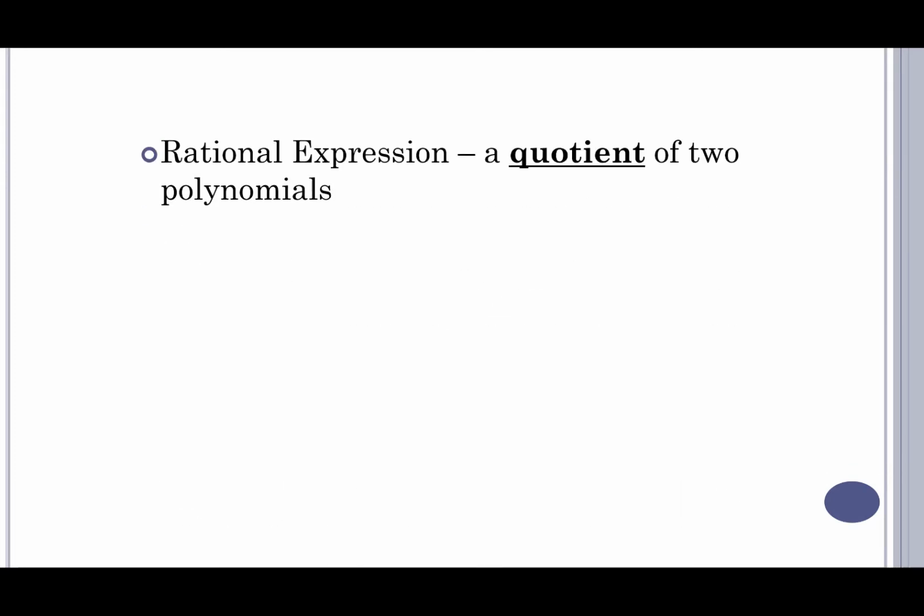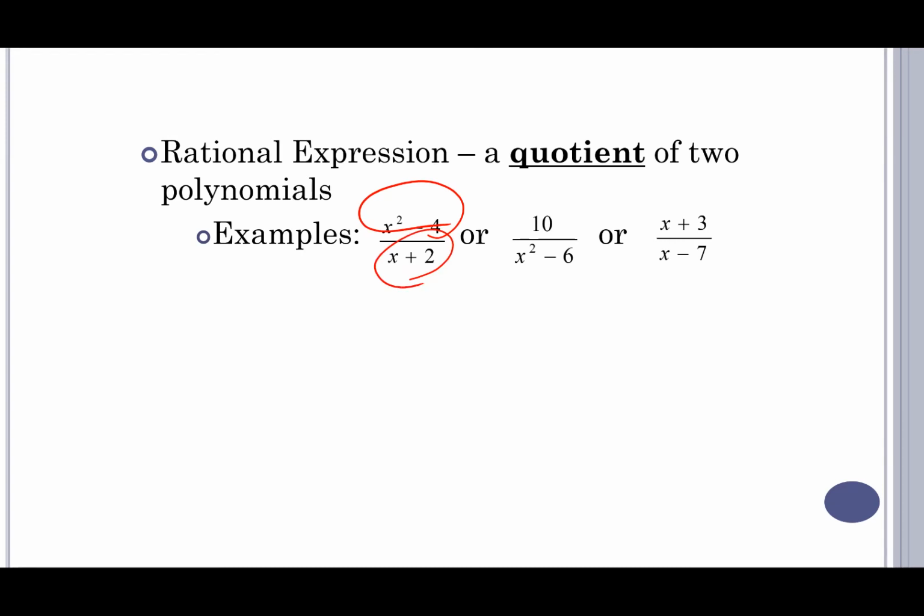So a rational expression is a quotient of two polynomials. It's basically a polynomial dividing by another polynomial, so it looks like a fraction. Some examples, just throwing some out there. These are all rational expressions. They're very simple looking rational expressions. We'll get to some more complicated ones, but that's basically what it is. It's a polynomial on top and a polynomial on bottom, a rational expression.